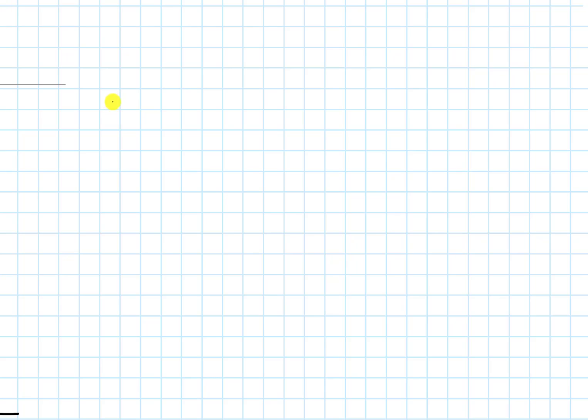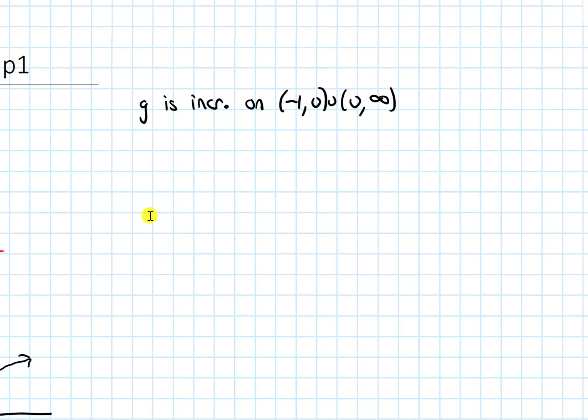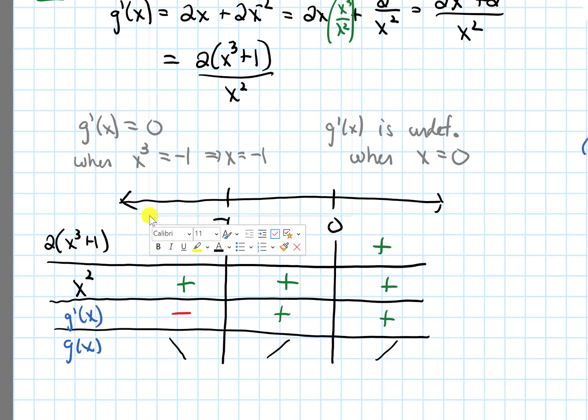So writing that down, we have that g is increasing. There were 2 intervals where it was increasing. On the interval from negative 1 to 0, union 0 to infinity, we might notice that if I go back to the number line, these are sort of consecutive intervals. They're sort of back to back.